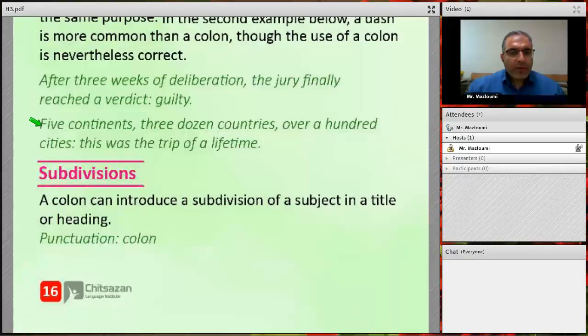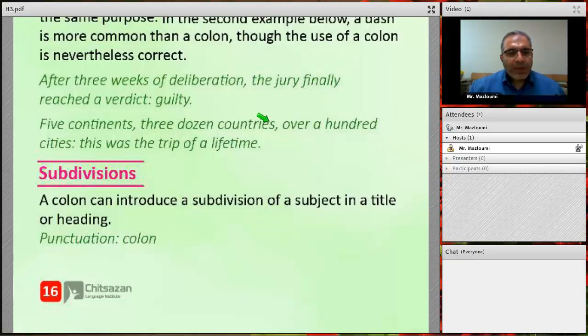Next one: 5 continents, 3 dozen countries, over 100 cities. This was the trip of a lifetime. So, you know, continent, Asia, Europe, Australia. 3 dozen, everyone, you know, dozen means 12. So 3 dozen means 36. 3 dozen countries, 36 countries. And this was the trip of a lifetime.